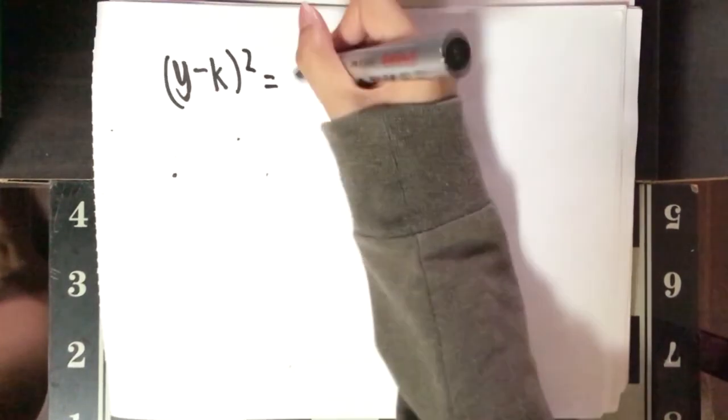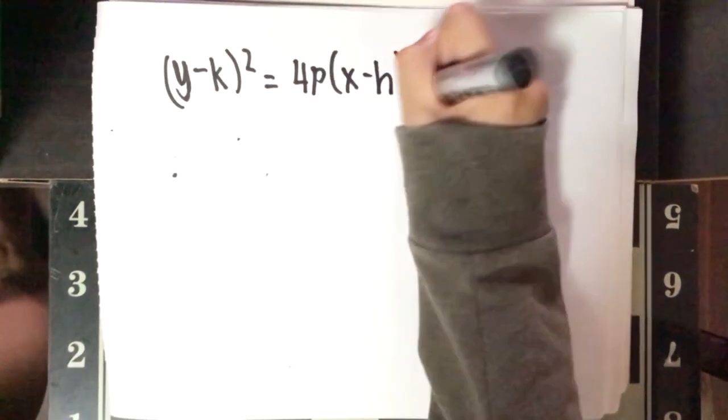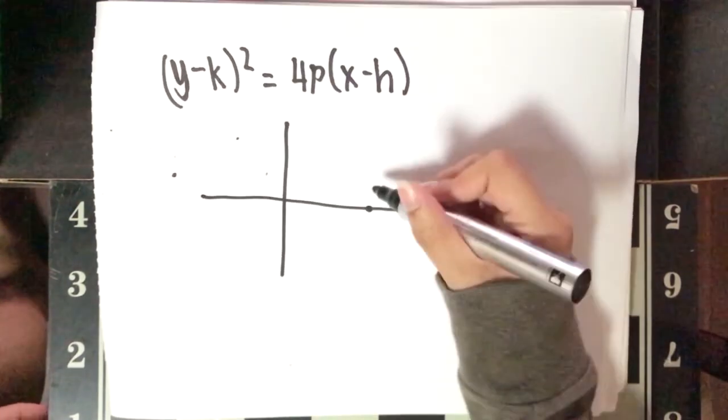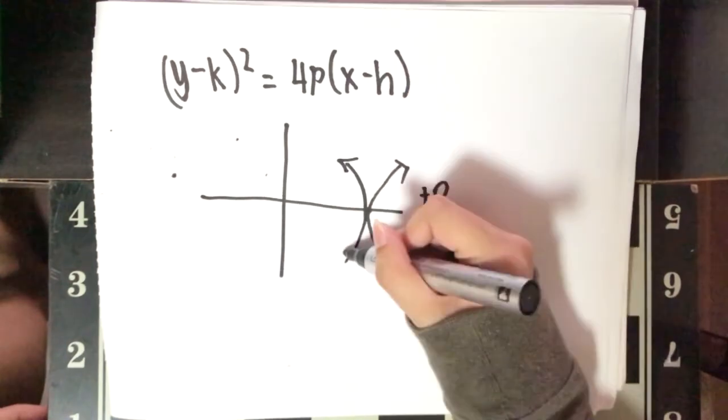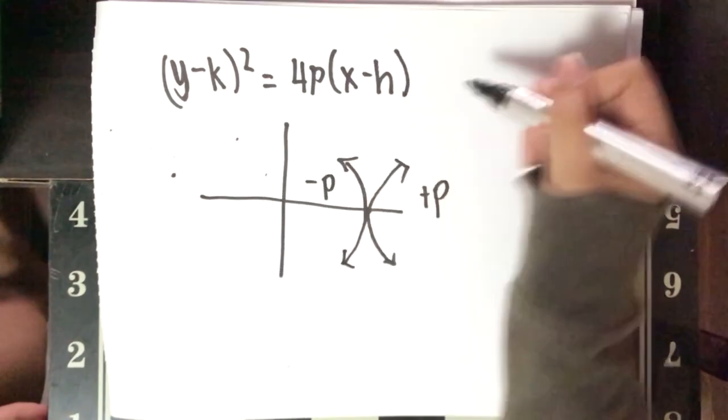If the vertex is not at the origin and the parabola opens to the left or to the right, the equation will be (y minus k) squared equals 4p times (x minus h). Again, if p is positive, it will open to the right, but if p is negative, it will open to the left. I know it's a lot to take in, but now we have to go to the last non-degenerate conic section with Josh.